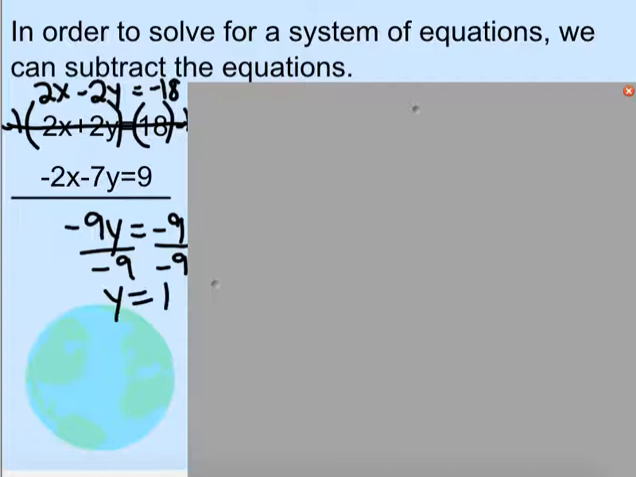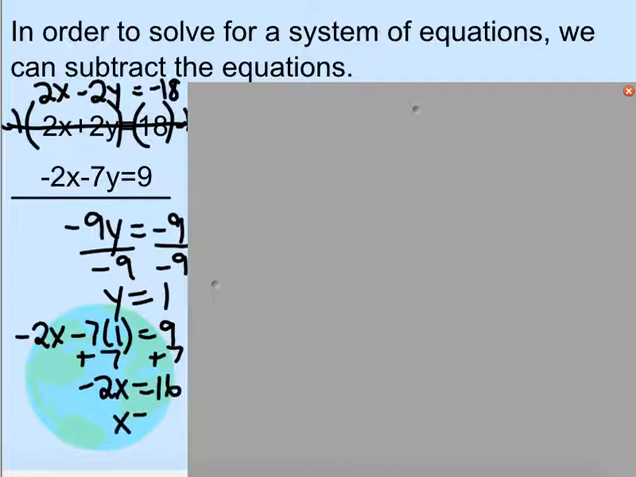And I can plug it back in, let's say, into the second equation. So we have negative 2x minus 7 times 1 equals 9. Well, that means I'm going to have to add 7 to each side and get negative 2x is equal to 16. So x is equal to negative 8. So my solution is negative 8 comma 1.